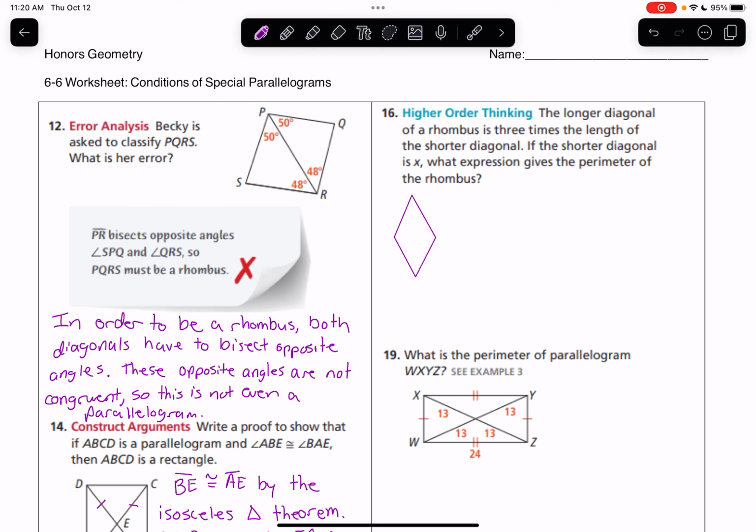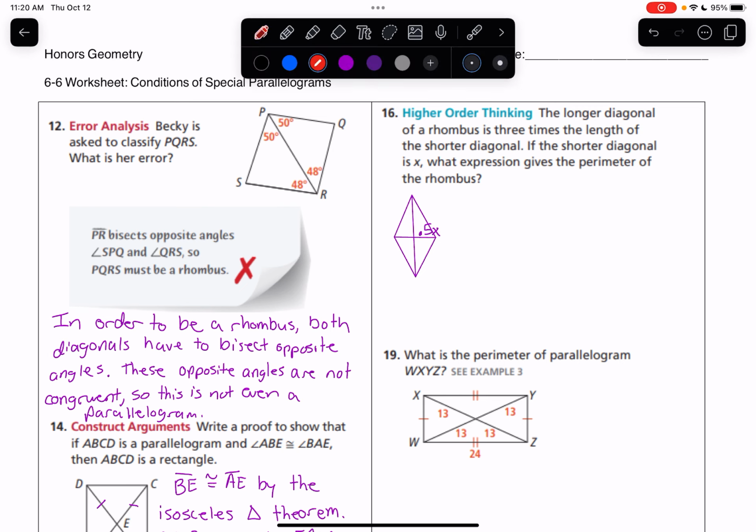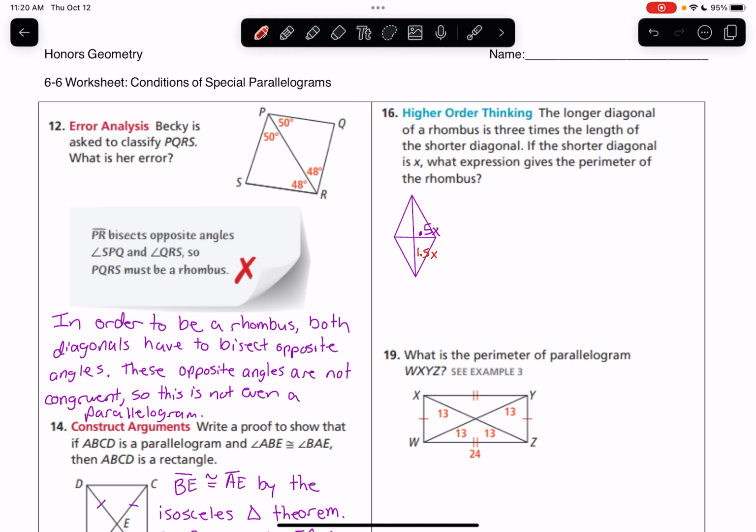Okay, so it says the longer diagonal is 3 times the length of the shorter diagonal. So this diagonal is the longer one, so we might call it 3x. And then this diagonal, the shorter one, we could call it x. But of course, it gets divided in half. So I'm going to write each of these as their actual halves here. So I have half of an x as a 0.5x. And half of the longer one, half of 3x, is 1.5x. So the short diagonal is 0.5x on each side. The longer diagonal is 1.5x.